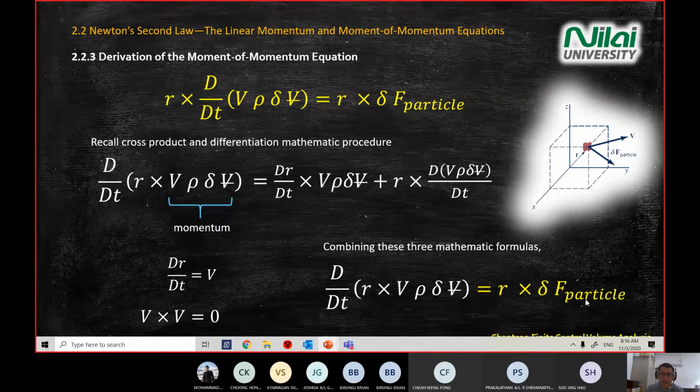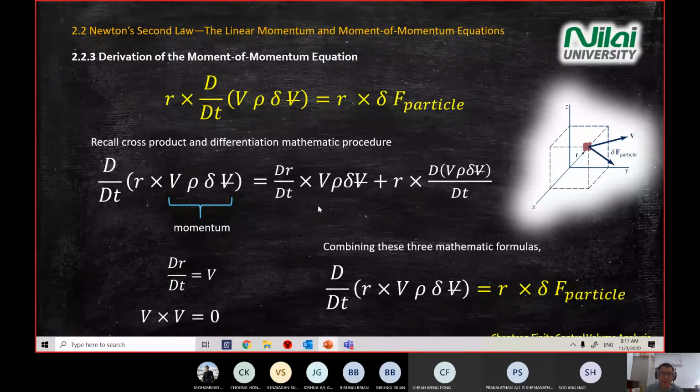Of the particles. Now we look at very tiny particles. That's why we use the partial differential symbol here. Okay, so we start from the second Newton's law equation. We change the second Newton's law of motion equation. We multiply by the distance from the reference point, from the origin in this case, and we get the momentum equation.